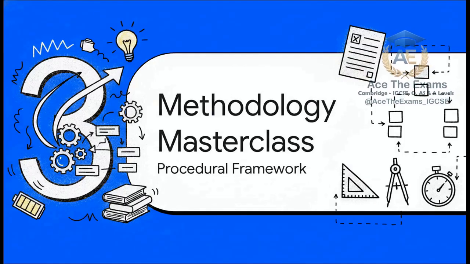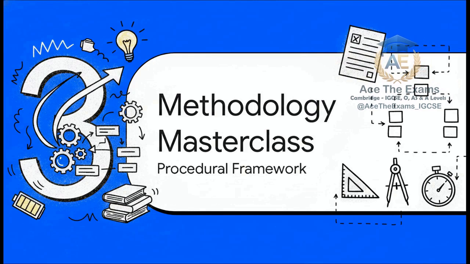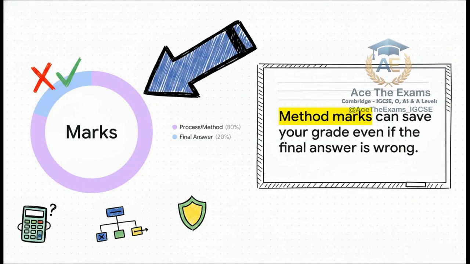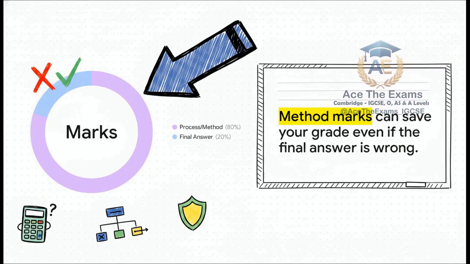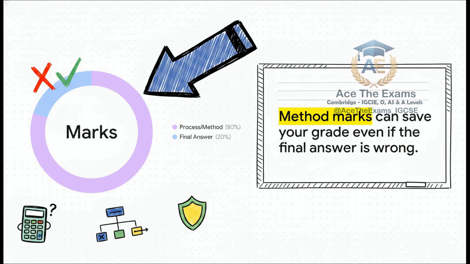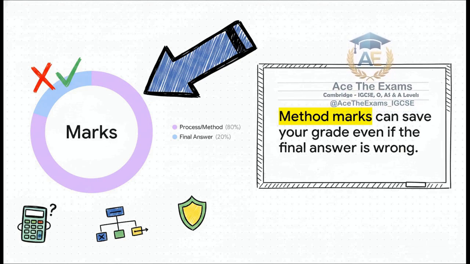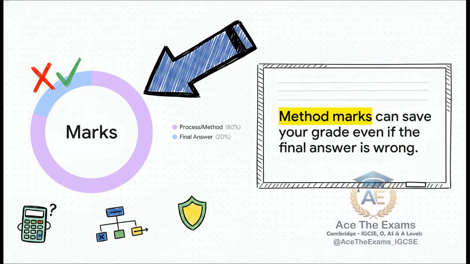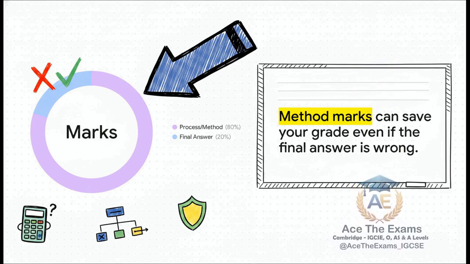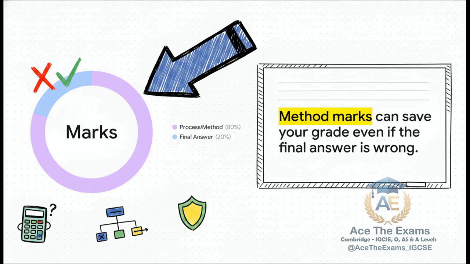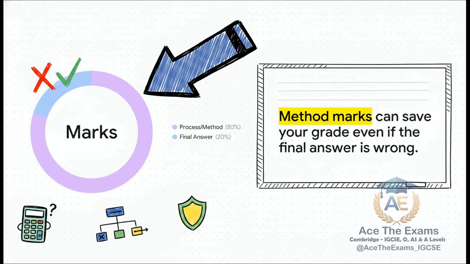Moving right along to Section 3, the Methodology Masterclass. Now, what is really profoundly interesting about this breakdown is how it visually proves the ultimate heat control formula for your exams. Look at that massive 80% slice. 80% of your grade is labeled process and method marks. Only 20% is the final answer.